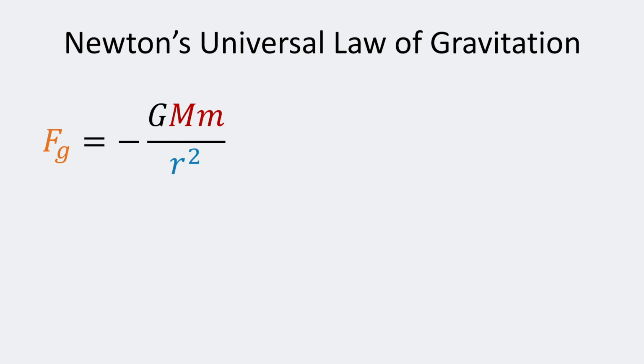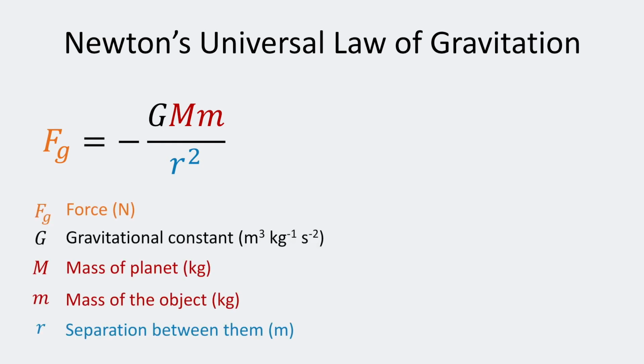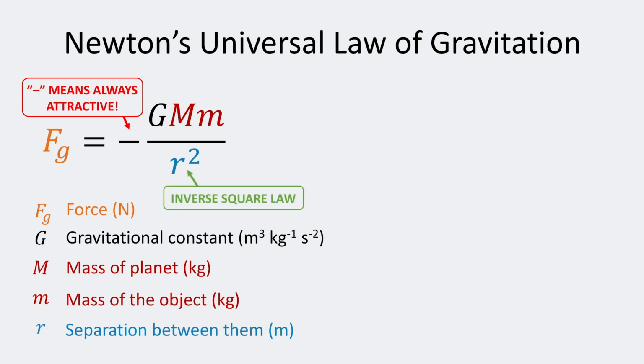In the second video, we went over Newton's universal law of gravitation, where we have force in newtons, the gravitational constant, the mass of the planet and the mass of the object, both given in kilograms, and the separation between the two in meters. The negative sign is there to remind you that the force is always attractive, and the r squared term makes the law an inverse square law.